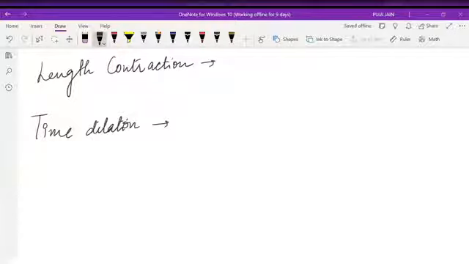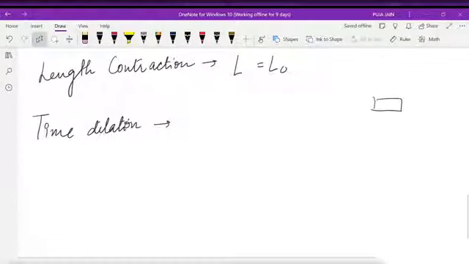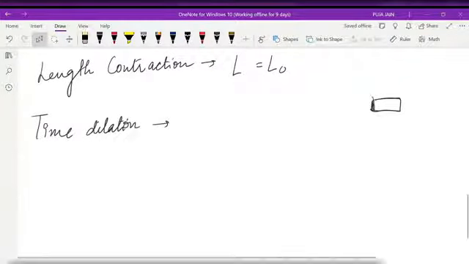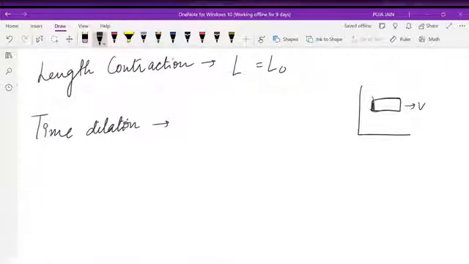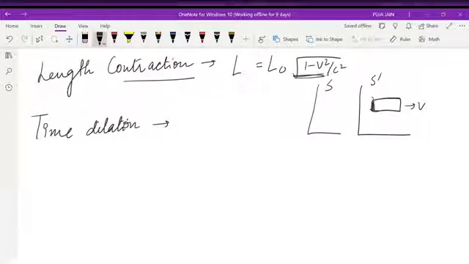Length contraction: in the moving frame, if the length of a rod is L, and in the rest frame the length of the rod is L naught, which is moving with the velocity v, then in the S frame we will see the length of the rod as L naught root 1 minus v square by c square. That's why it is contraction, because this term is always less than 1. So from the S frame, an observer will observe that the rod's length is getting contracted.